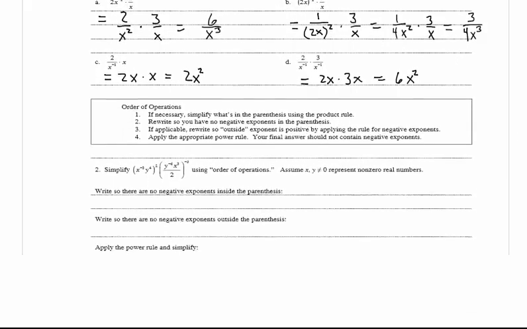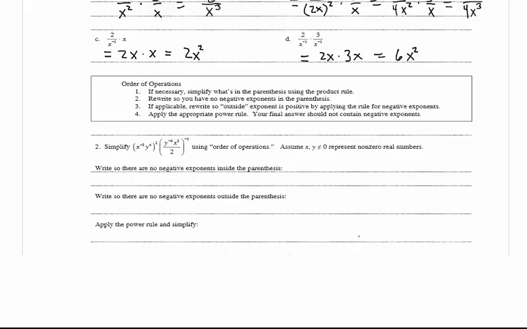In 2, it says simplify x to the negative 3, y to the 4th, all squared, times y to the negative 6, x cubed over 2, all raised to the negative 3rd power. Using order of operations, assume x and y are not equal to 0 and represent a non-zero real number. Write so that there are no negative exponents inside the parentheses is what it wants us to do first.